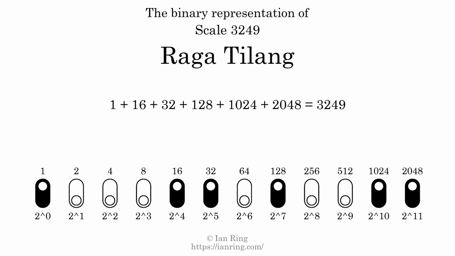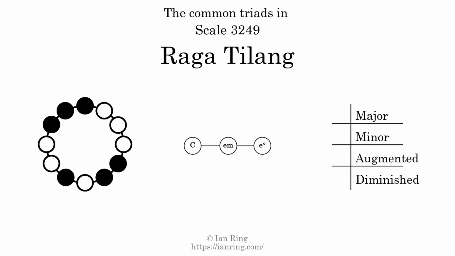3249. The scale number not only enumerates the scale with a unique index, but it also literally describes the tonal content of the scale. Represented as a binary number in base 2, the scale number is 110010110001. Here are the common triads present in this scale.